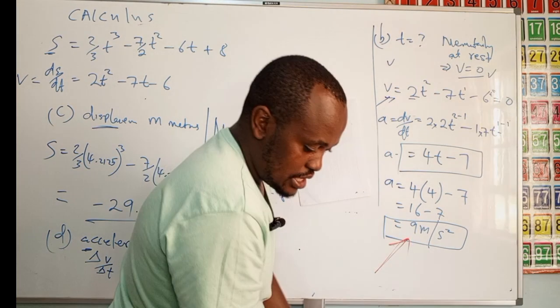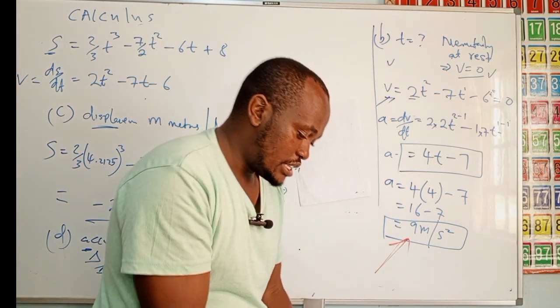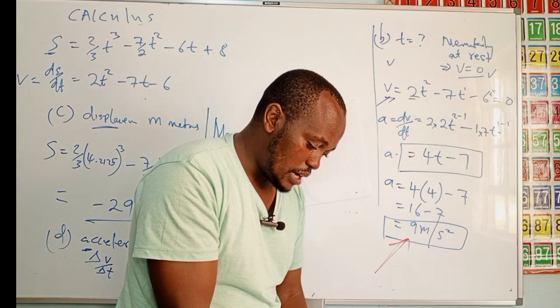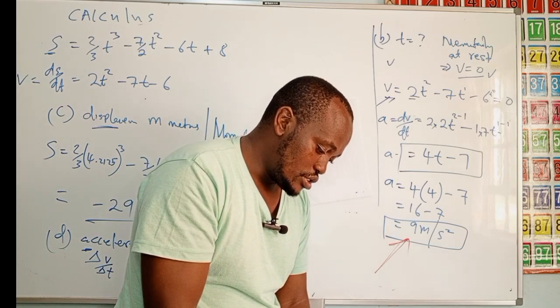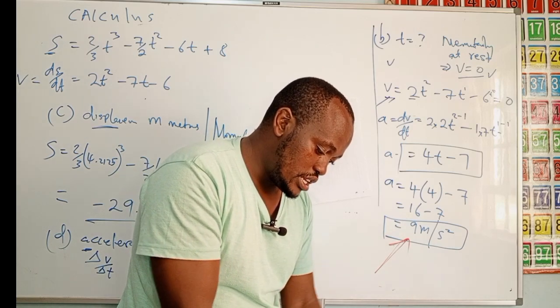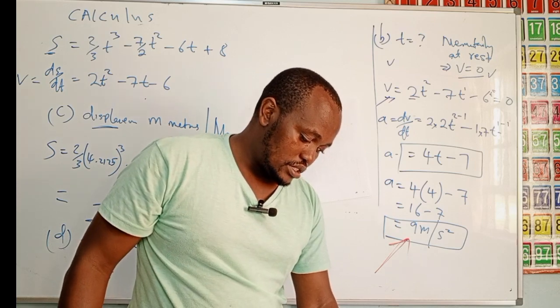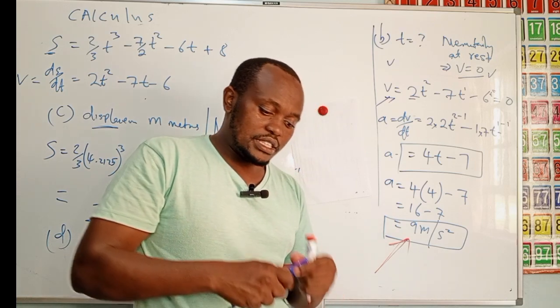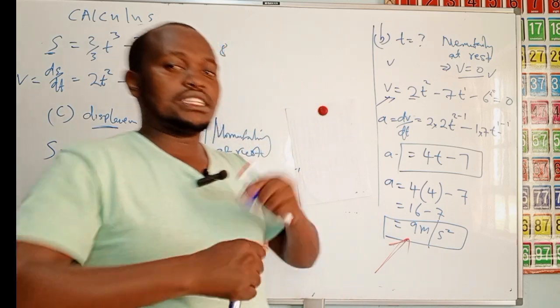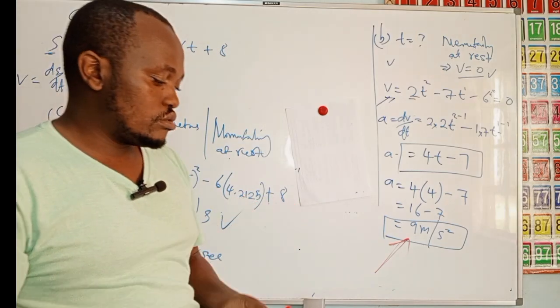And if you get that, you get 2 marks in the last part. So part A was 3 marks, part B was 3 marks, part C was 2 marks, part D was 2 marks.